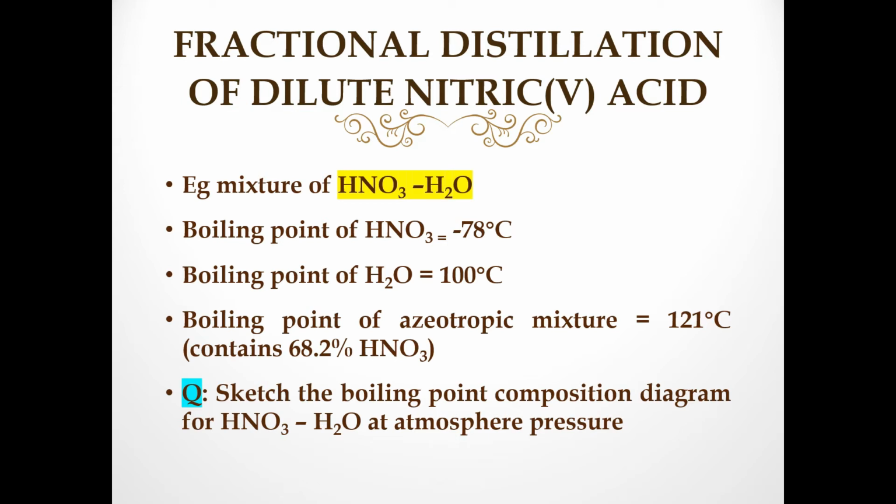Let's look at the example of fractional distillation of dilute nitric acid. So the mixture is nitric acid and water. We have to sketch the boiling point composition diagram for the mixture. We need three points, okay? The boiling point of nitric acid, 86 degrees Celsius, and the boiling point of water, 100 degrees Celsius. The third point is the boiling point of the azeotropic mixture, 121 degrees Celsius.